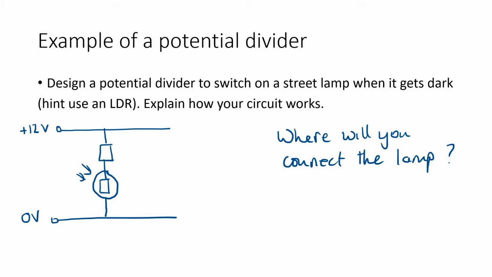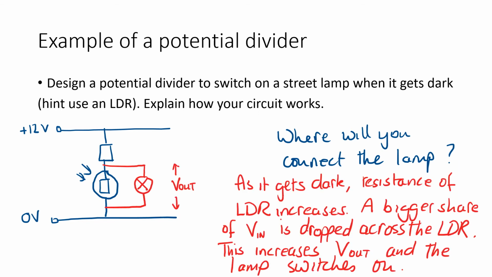So the potential divider circuit would look something like this. You can see the resistor in series with the LDR and connected to a power supply of 12 volts. Where will you connect the lamp? So as it gets dark, the resistance of the LDR increases, a bigger share of V in is dropped across the LDR, this increases V out, and the lamp switches on. So the correct position is to connect the lamp across the LDR as shown.